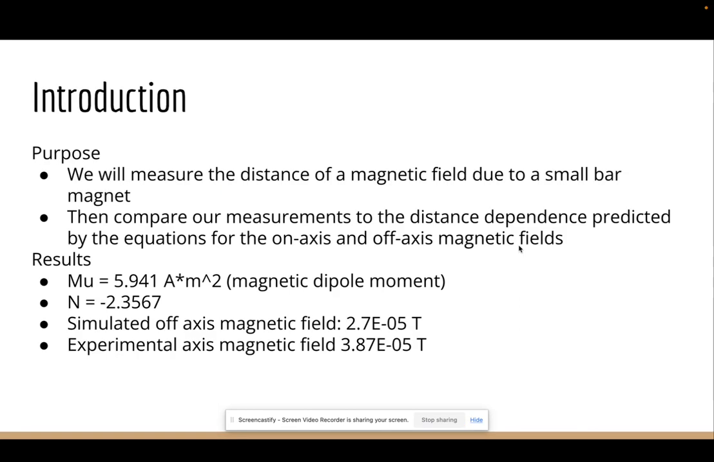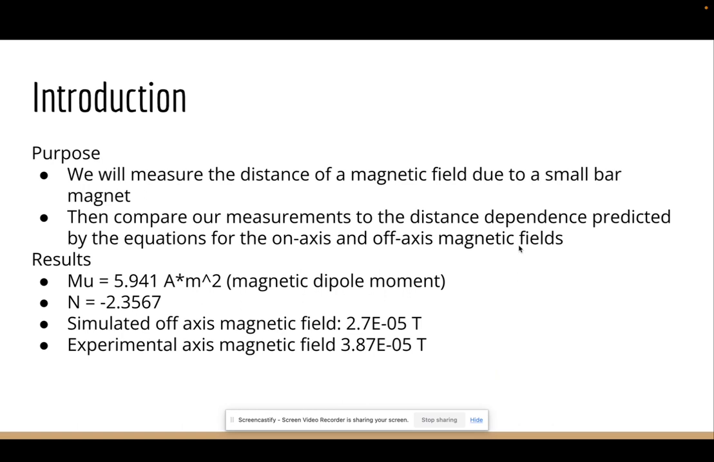The introduction. The purpose of this lab will be to measure the distance dependence of a magnetic field due to a small bar magnet, then compare our measurements to the distance dependence predicted by the equations for the on-axis and off-axis magnetic fields. In a brief look into the results, the magnetic dipole moment that I calculated was 5.941. And then we also found n, which is negative 2.3567.